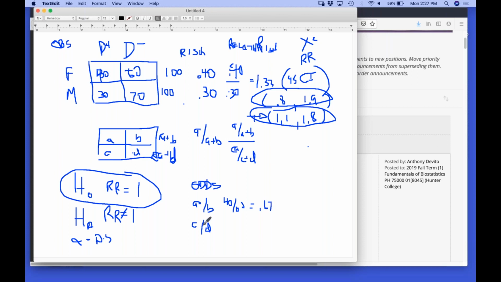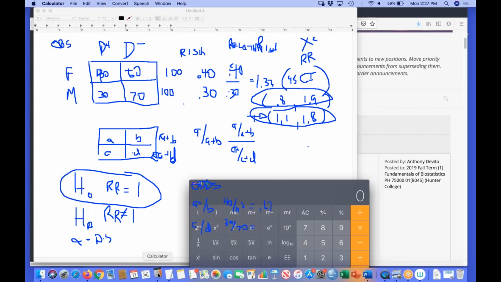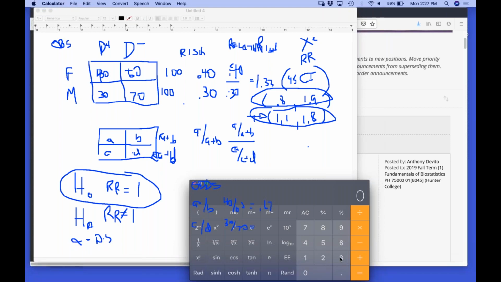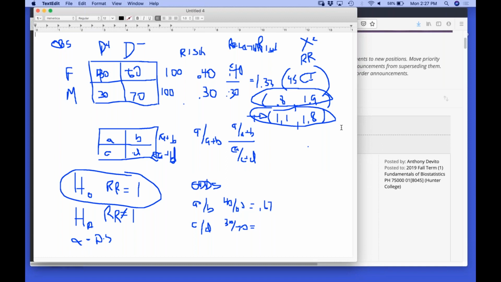And for the males, it's 30 over 70. Let me calculate that one. 30 divided by 70 equals 0.43.